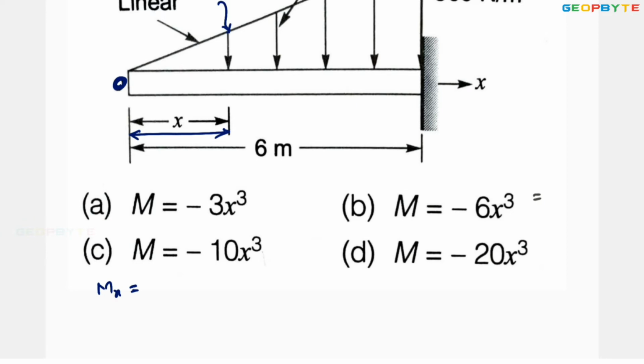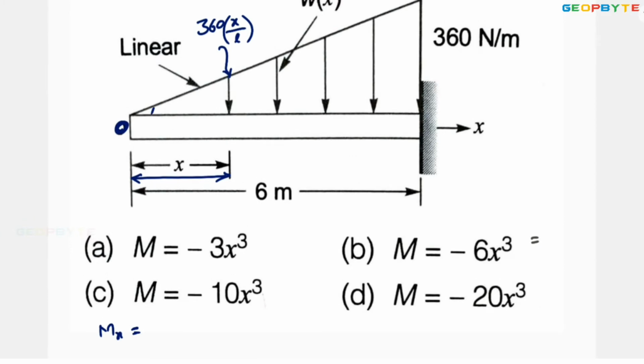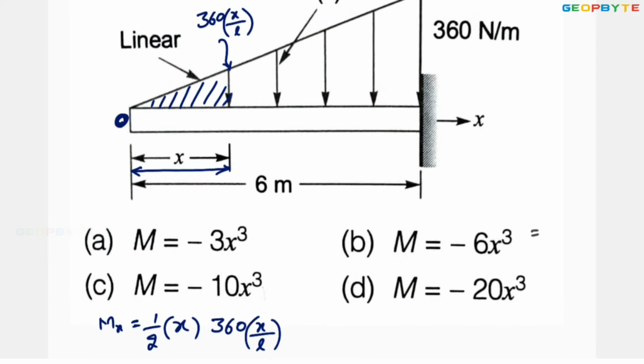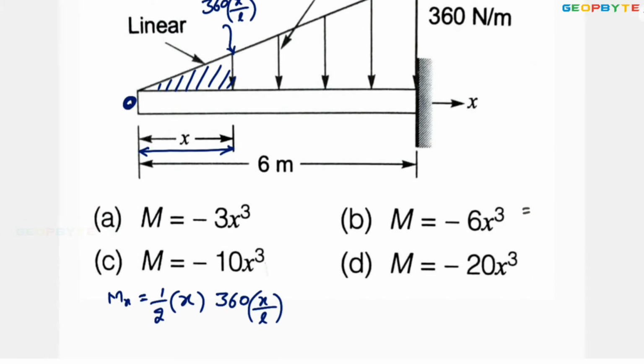That point load from the UVL is equal to the area of the triangle for the distance of x. This triangle area is equal to the point load: half into base x into height. Height is 360 into x by L. So this resultant point load, this is giving the point load.